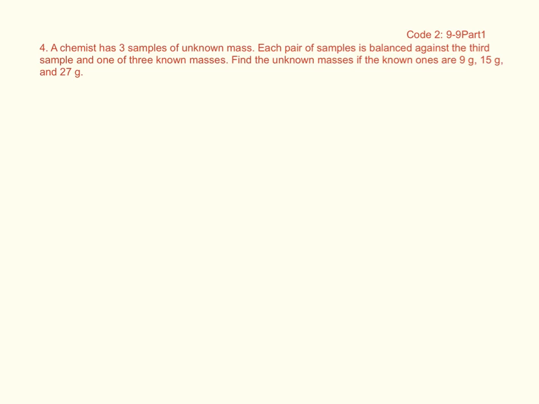All right, and it says that each pair of samples is balanced against the third sample. So hopefully from chemistry you know that by balancing we mean we're adding them together, yes? So that means that X plus Y has to be equal to Z, well, let's say plus 9, okay? And then Y plus Z has to be equal to X plus 15, and X plus Z has to be equal to Y plus 27, just to name a few.